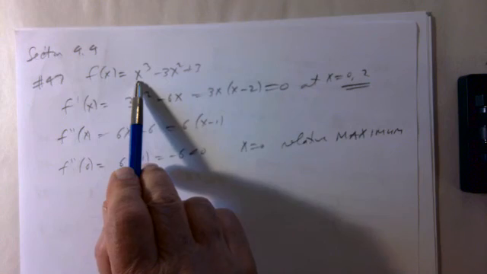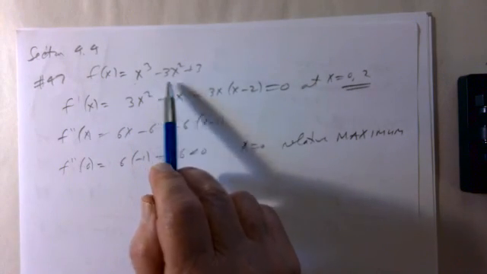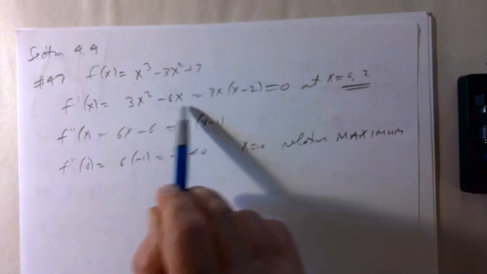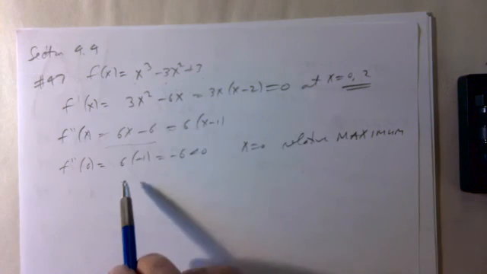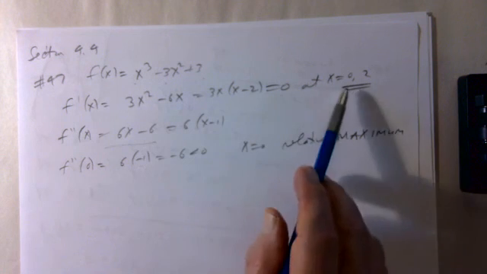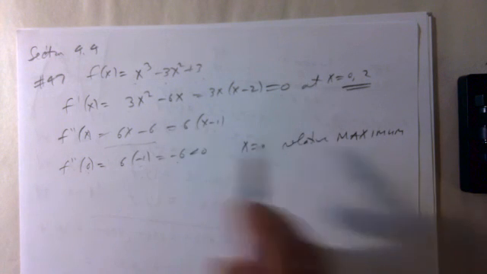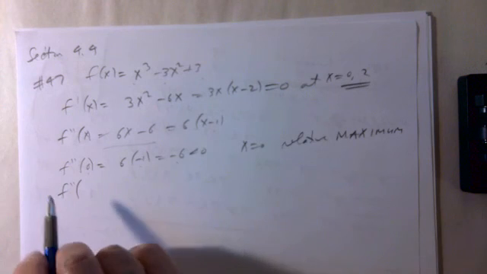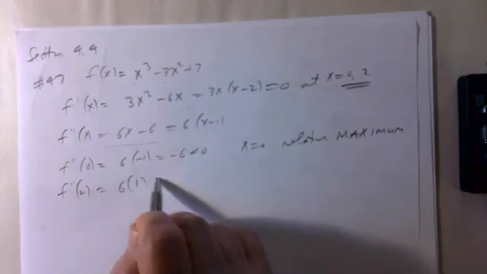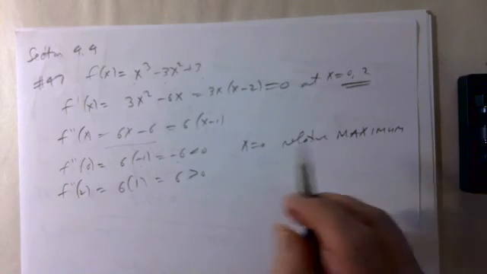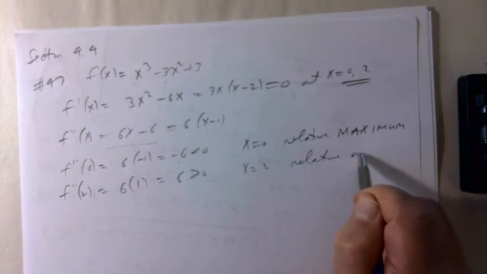So the function, this is number 47, x cubed minus 3x squared plus 3. This is the first derivative. This is the second derivative. When you evaluate it at the critical number 0, the second derivative is negative, so you have a relative max. The second derivative at 2 is 6 times 1, which is 6, which is positive. So x equals 2 is a relative minimum.